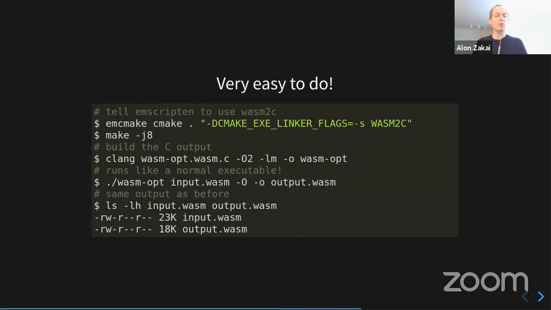Just like before, we can just do emcmake cmake, we just need to tell Emscripten to use Wasm-to-C. It has integration, so we just need to add a -s WASM2C linker flag. And that's it. Then we do make, and then we get this wasm-opt.wasm.c file, which you can see on the line with Clang. And we just compile it like a normal C file, and then it runs just like a normal executable. We run wasm-opt, give it the input parameters and other command line arguments, and we get the same output as before. So it works. It's kind of an odd way to compile, but it works.